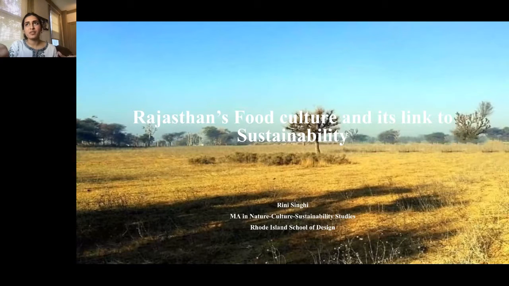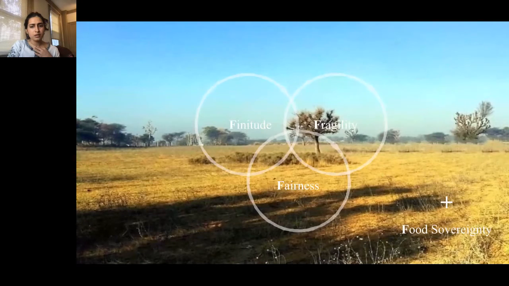Before I begin, I have to specify that Rajasthan is a state in the northwestern part of India, which is a desert state. And when we talk about sustainability, especially in this context, I have to define what it means. So I have used a framework of three F's to define sustainability: finitude, fragility, and fairness. Finitude basically means that the resources on the planet are limited. Fragility translates to how systems, be it ecosystems or human systems, are vulnerable to shocks. And because of the coexistence of finitude and fragility, there comes a question of fairness. Who gets to access what resources?